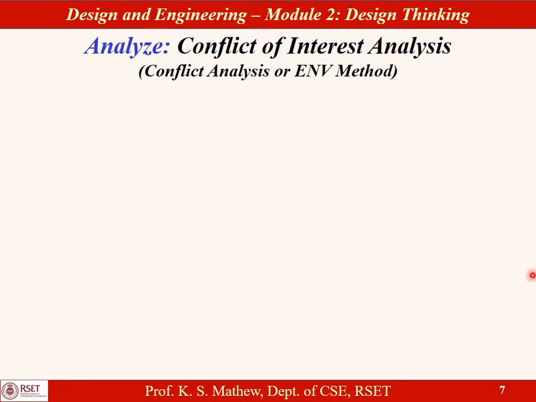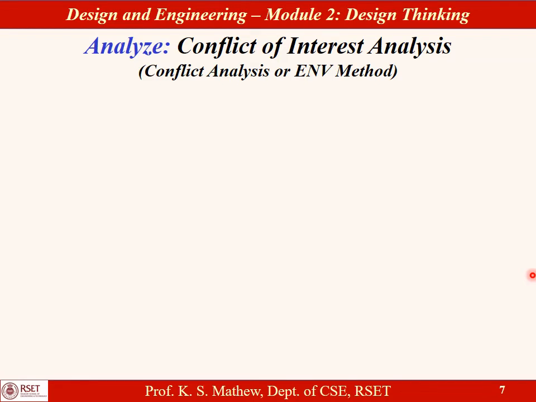Now in the analysis phase, in addition to identifying the root cause of a problem, you should also analyze the conflicting requirements or conflicting needs from the users. That is called conflict of interest analysis. It is also called the ENV method, element name value method.